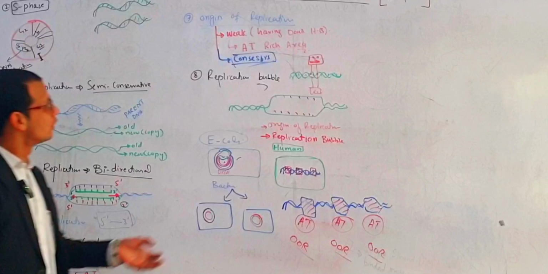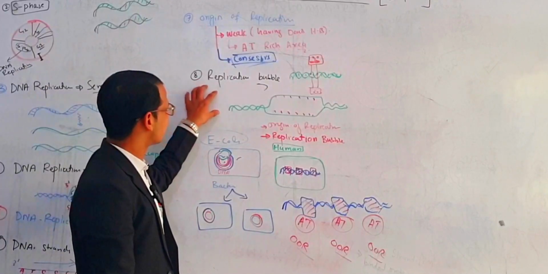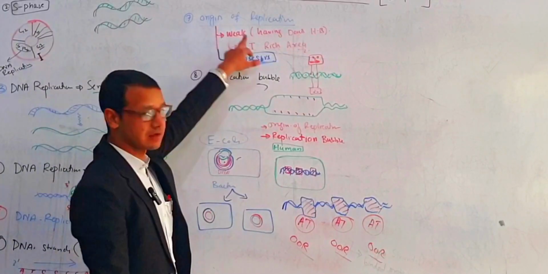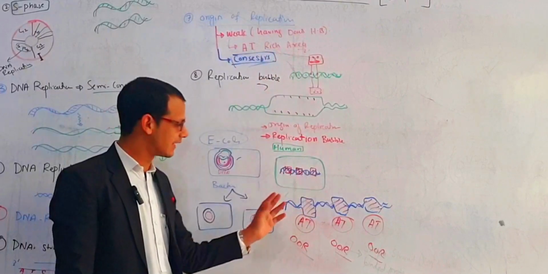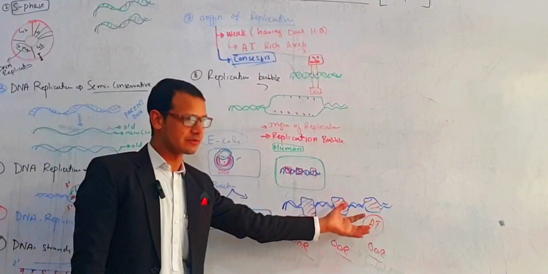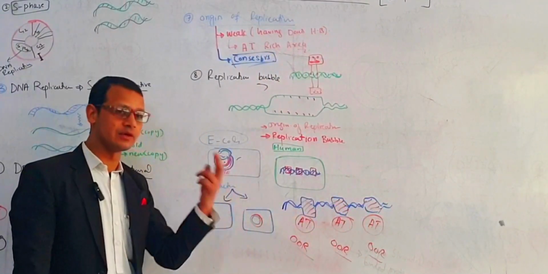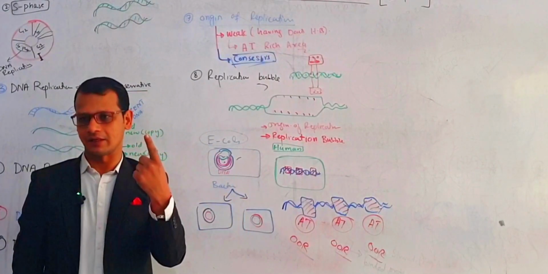So this is the next point, the replication bubble or origin of replication. Eukaryotic cells have a lot of origins of replication, and in prokaryotic cells only one replication bubble is there.